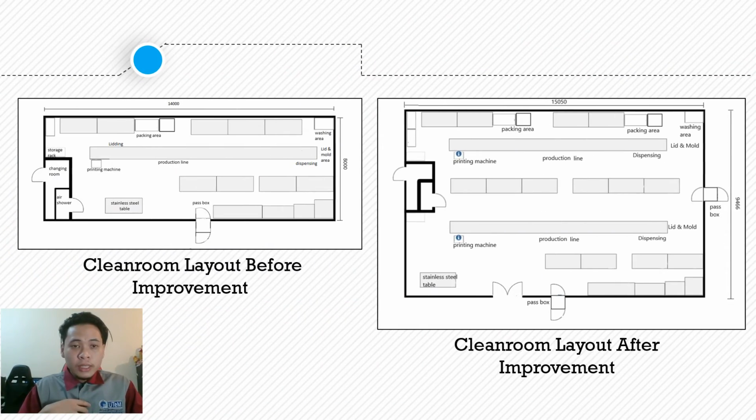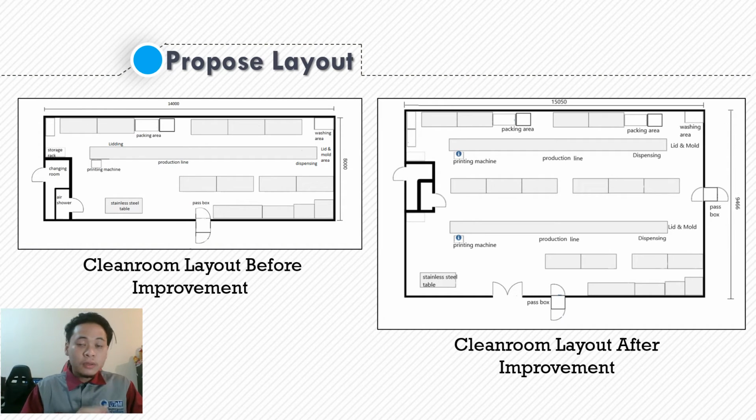The figure shows the clean room layout before improvement and after improvement. The proposed layout is met, which is the result from the analysis of all factors and constraints. After discussion with the production engineer and the company's owner, they all agree to add another production line and upgrade their clean room layout to increase their productivity rate and fulfill their customer need.